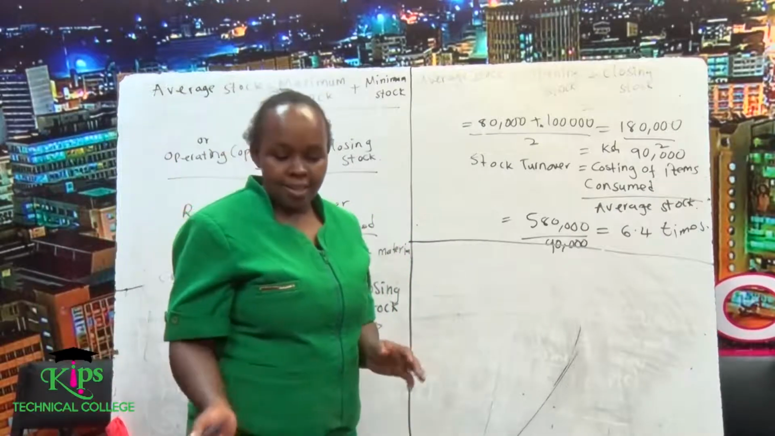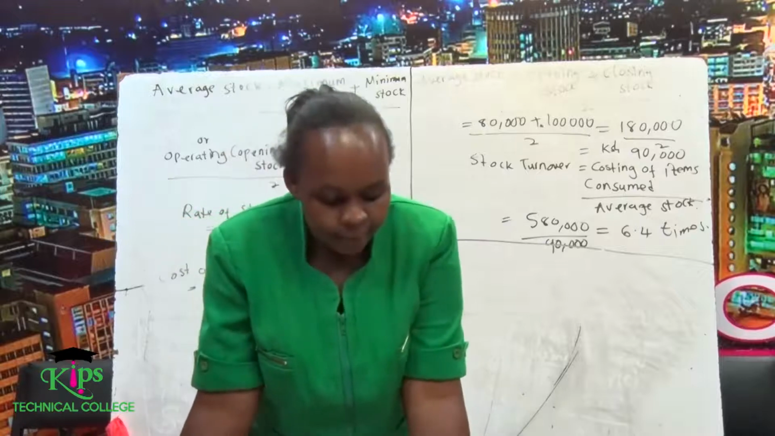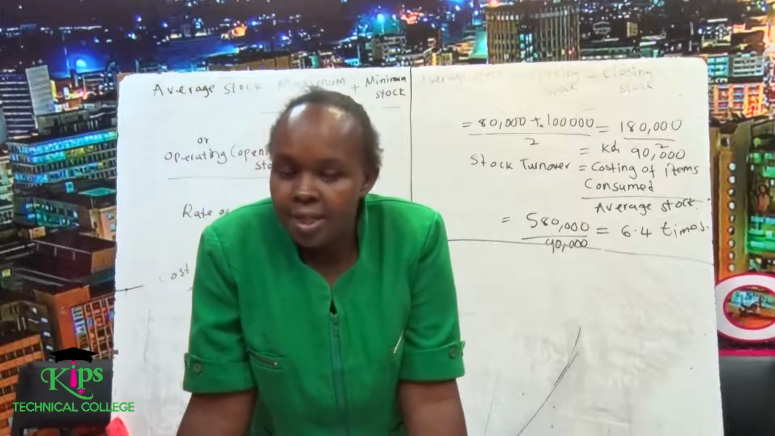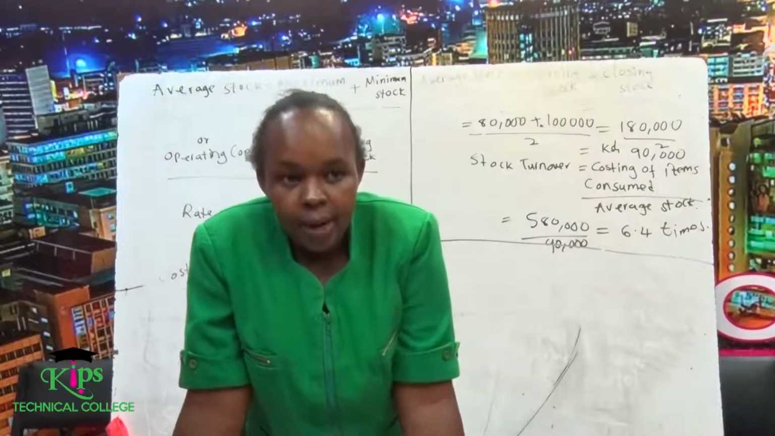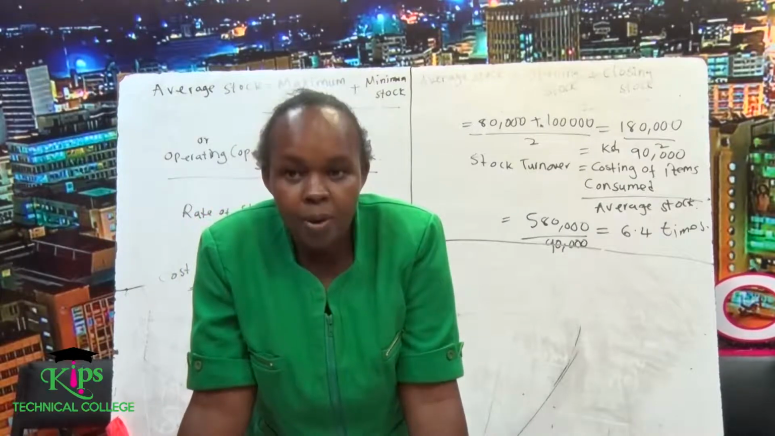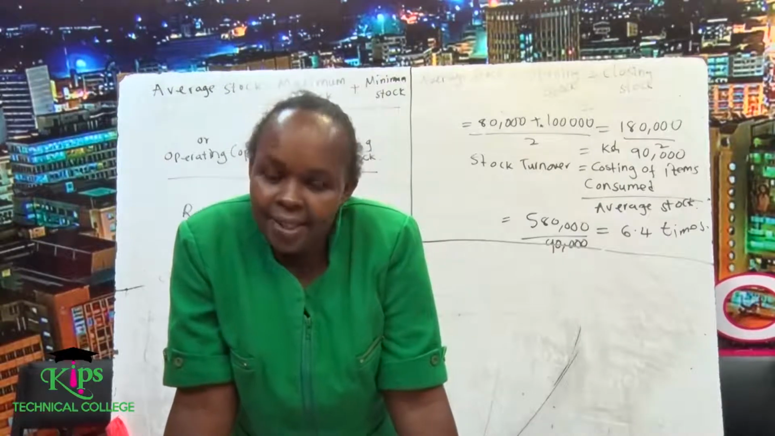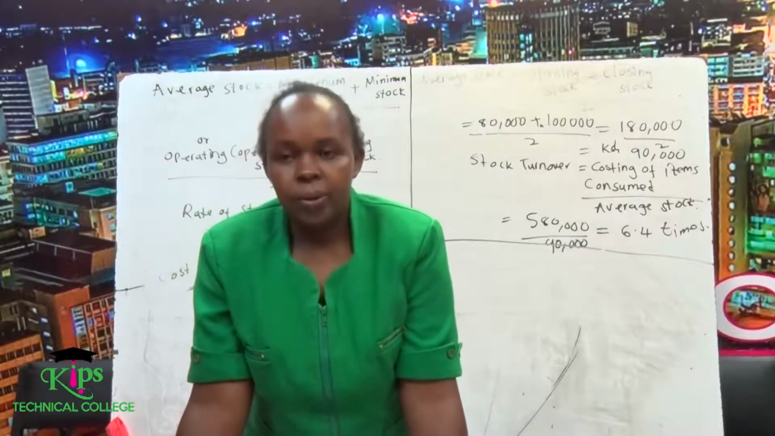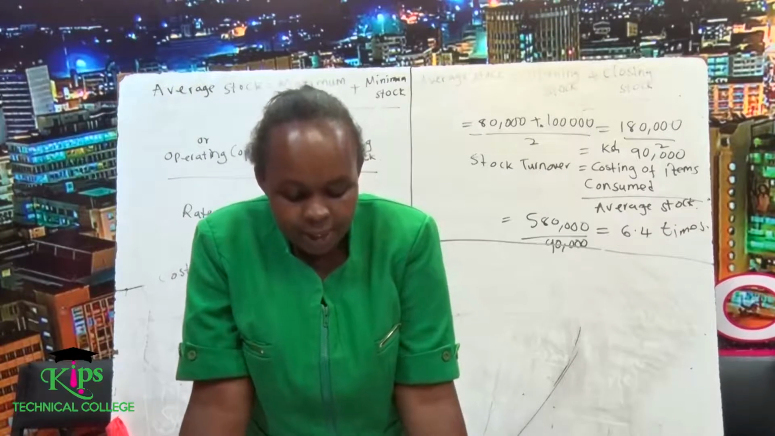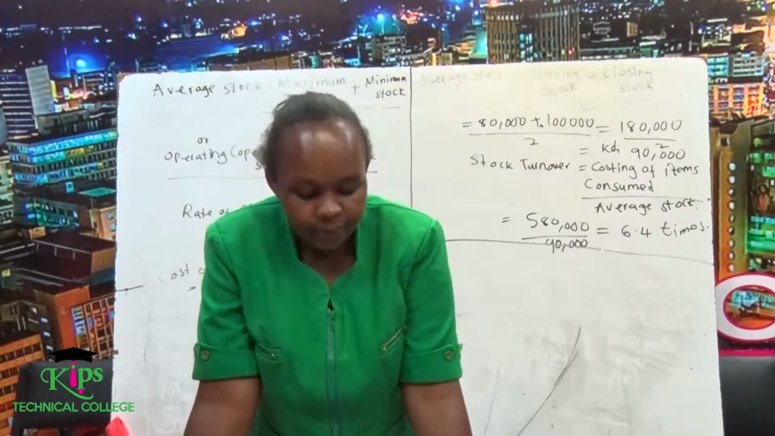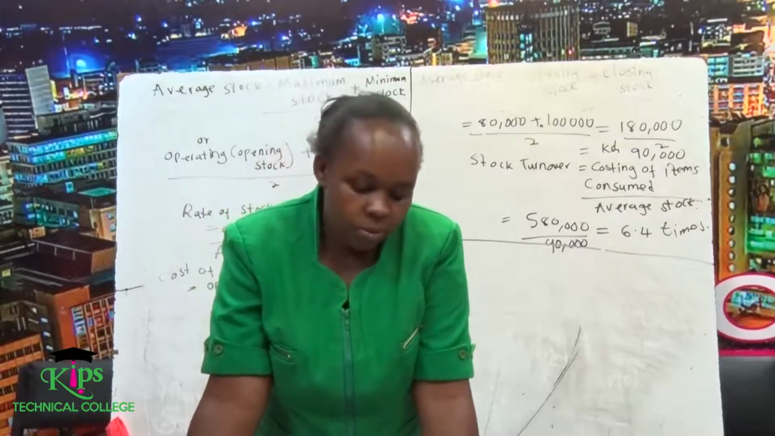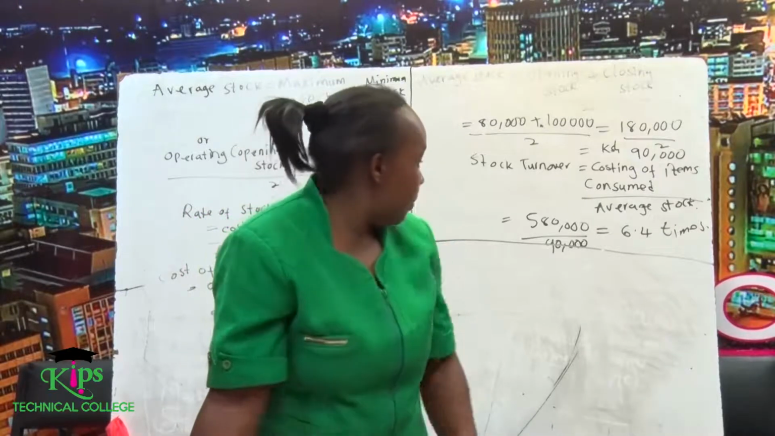Now, this question is mostly asked in the exam: explain factors that affect stock levels in any organization. The factors that affect stock levels are, number 1, availability. Are they readily available in the market or not? If a particular item is easily available throughout the year, the stock level should be low and vice versa.